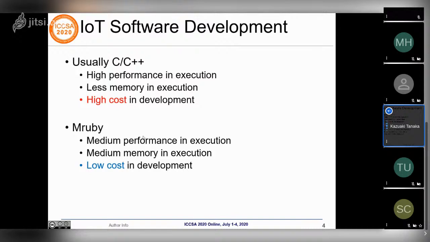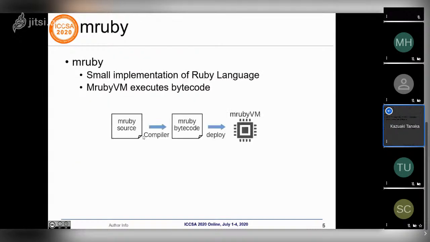Then I am now applying the mRuby language to IoT software development. mRuby is a compiling language, so mRuby source code is compiled to mRuby bytecode. Bytecode is very similar to Java bytecode, and is deployed to the target device. The target device usually has an mRuby virtual machine pre-deployed. The virtual machine executes the mRuby bytecode step by step, byte by byte. Then the mRuby program is executed on the target device.